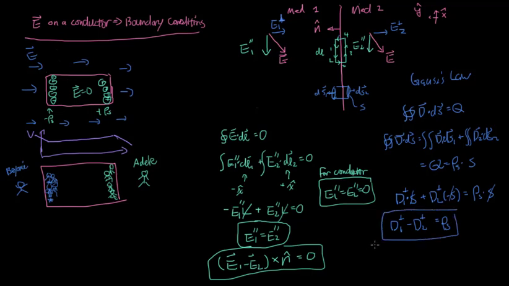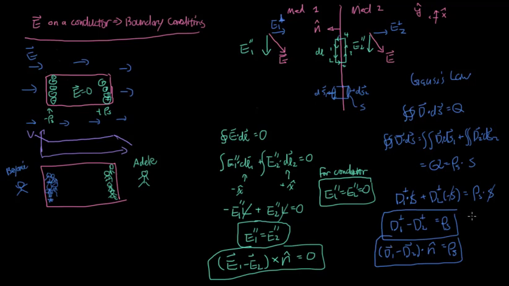Or another, the vector calculus way of writing this, is to say that D1 minus D2, if we take the whole vector and take the dot product with this normal vector, we end up with this relationship here. So (D1 minus D2) dot n is going to give you rho_s.